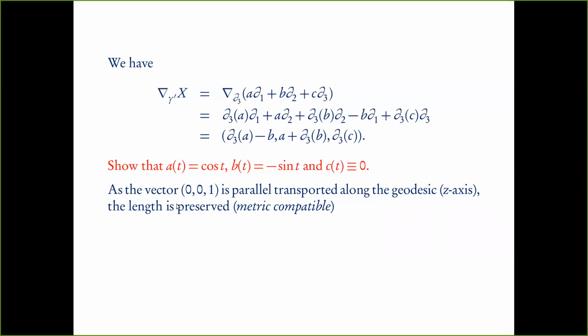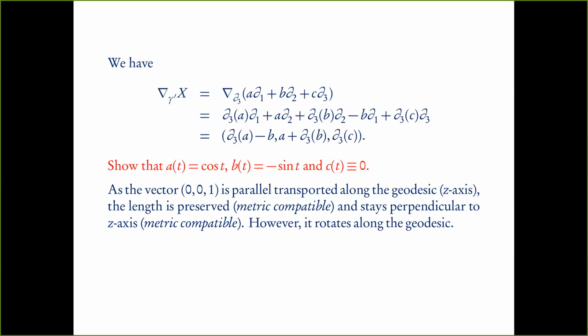But before that, just note that the length of x(t) is constant, okay? And that's understandable because the connection is metric compatible. So lengths of parallel transported vectors are preserved along geodesics. That's something we have seen, okay? And similarly, this x(t) is always perpendicular to (0, 0, t). It's always perpendicular to the z-axis because the only things that happen are in the xy coordinates, c(t) is 0. And that is also understandable because if you have a metric compatible connection and you parallel transport a vector along a geodesic, then the angle between the parallel transported vector and the geodesic stays the same because it preserves the metric, right? That's what metric compatible means. So it's understandable that that will happen, but it sort of starts turning. Okay? So it rotates along the geodesic.